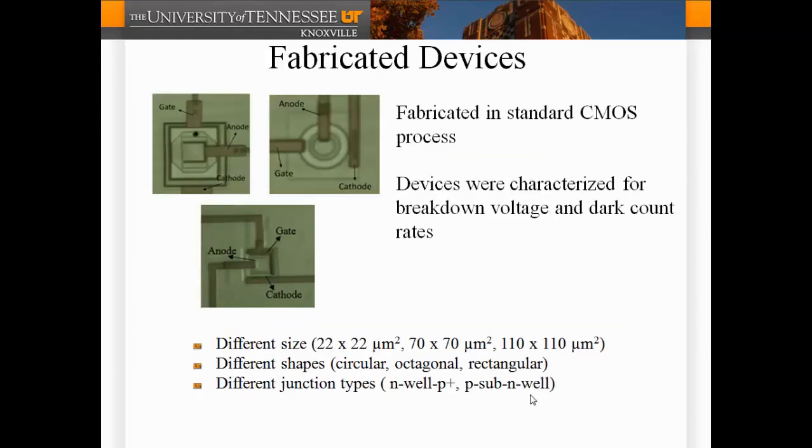This is a picture of the three different types of devices that were fabricated and tested for this particular work: an octagonal device, a circular device, and a square device. The devices were characterized for breakdown voltage and dark count rates. Different sizes were tested: one device with 22 by 22 microns squared, another 70 by 70, another 110 by 110 microns squared. Different shapes were studied, circular, octagonal, and rectangular, as well as different junctions. There are two photodiodes, one between N-well and P plus layer, another between P substrate and N-well.